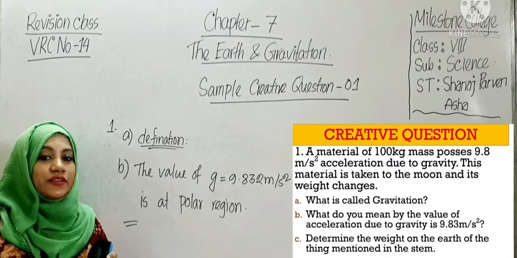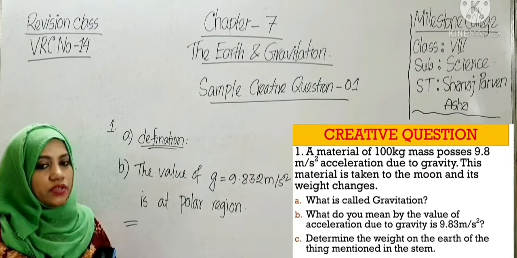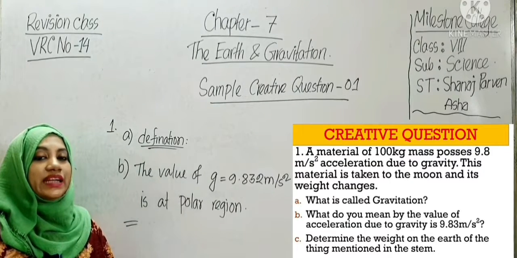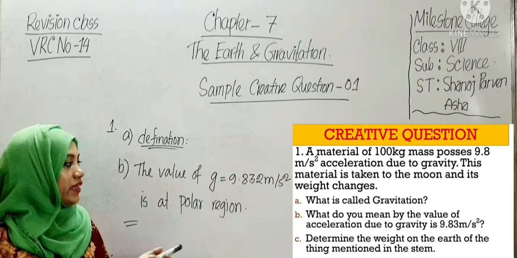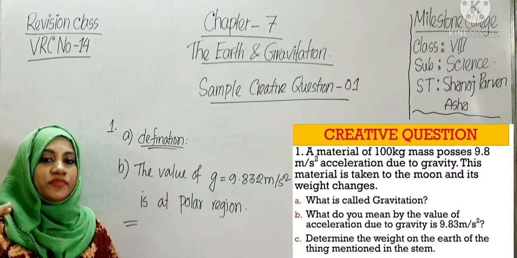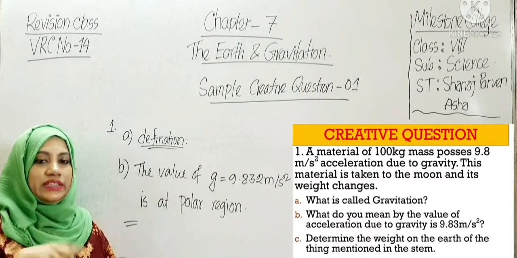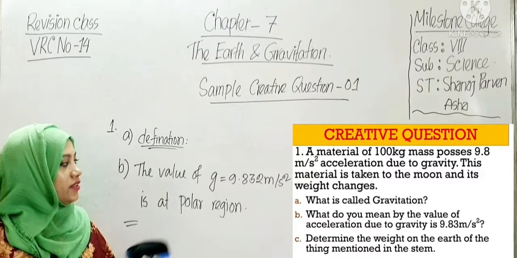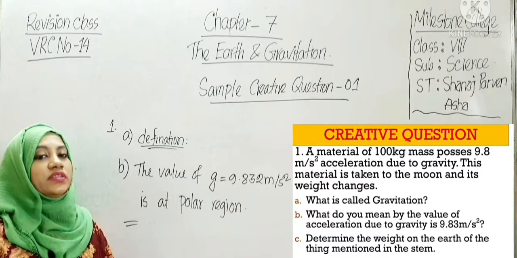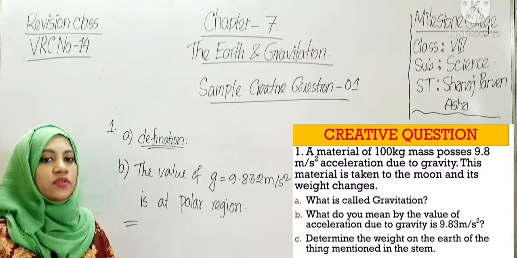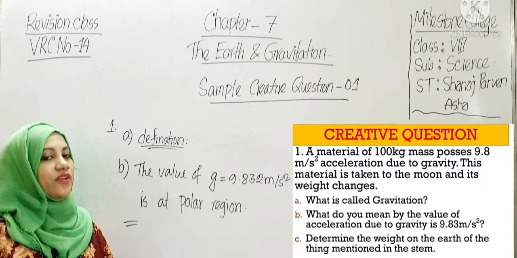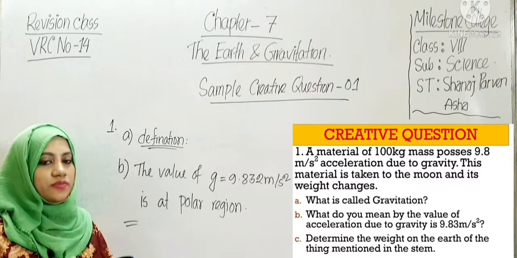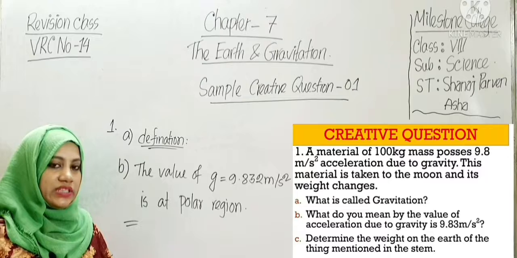What will you explain? What is acceleration due to gravity and what is the value of g? The standard value is 9.8, and why does it change? Because of the distance from the Earth's center. The value of g changes, and at the polar region, the distance from the center is less. That's why the value of g is more. This is the discussion part of this question.